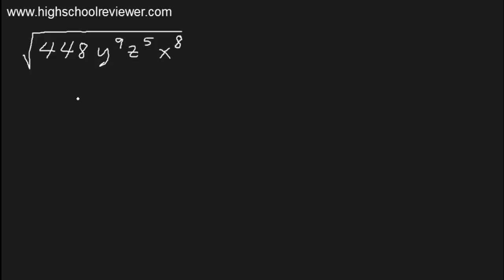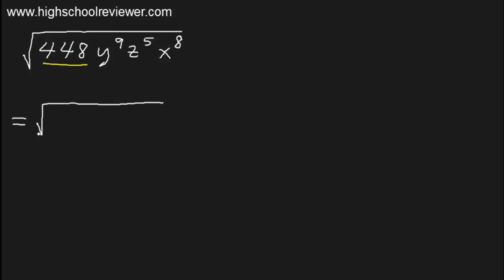Our next problem, we will have the square root of 448 multiplied by y raised to 9, z raised to 5, and x raised to 8. So to simplify this, let us first concentrate on 448. So we will think of two numbers which are the factors of 448, and one of the factors will be the square root, or will be a perfect square.